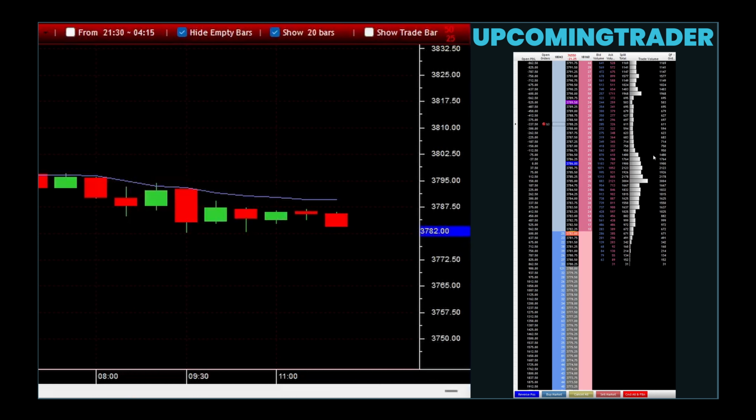Confirmation could come from volume analysis, where an increase in trading volume accompanies the pattern, adding confidence to the predictive nature of the pattern. Setting entry points involves waiting for the pattern to fully form and often entering the trade on a breakout or breakdown from the pattern, depending on whether the expected market movement is upward or downward.